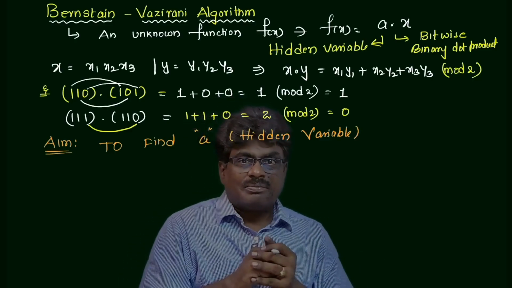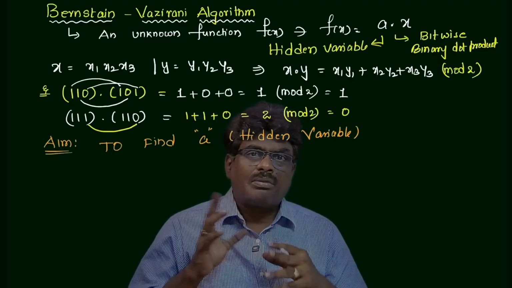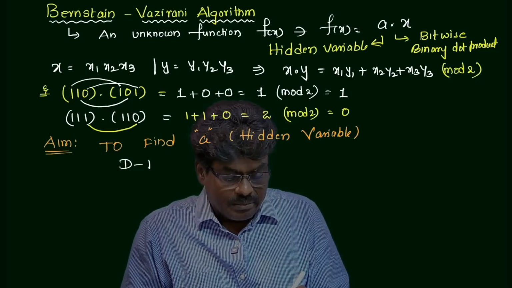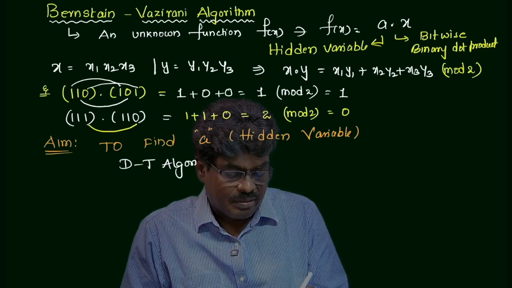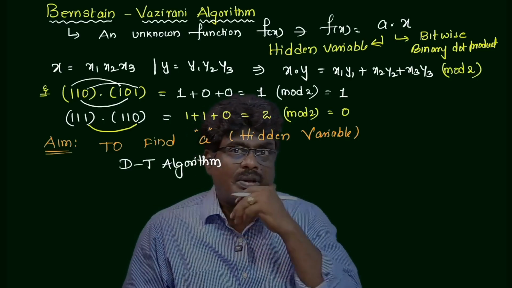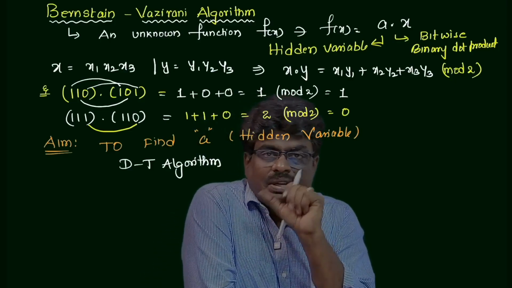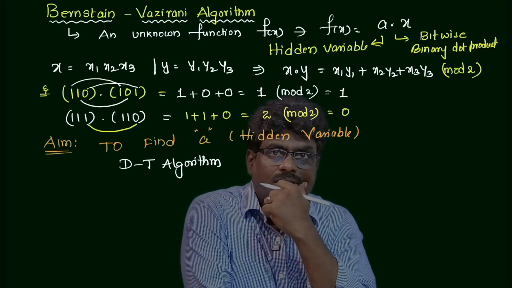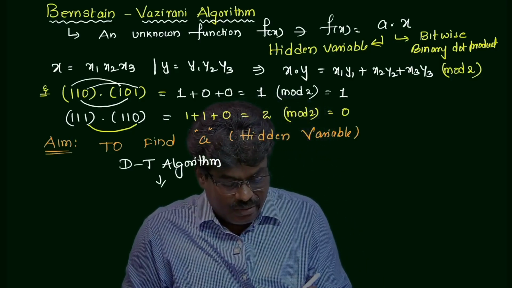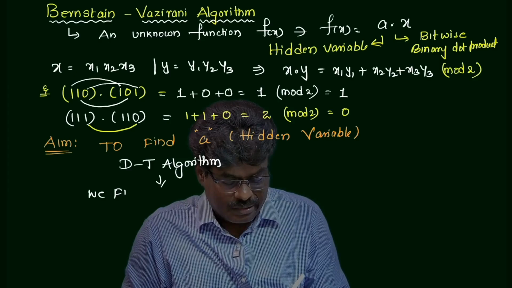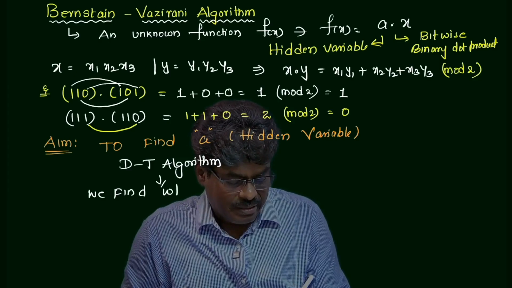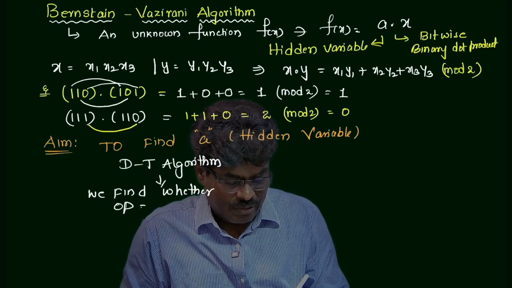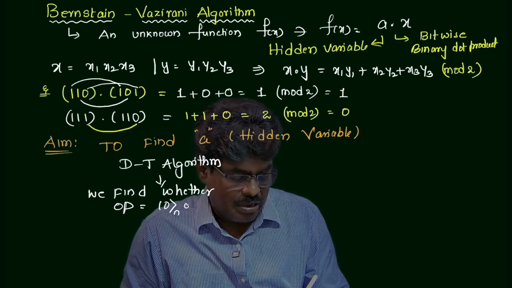So how to find it? Let us recollect what we have done in the DJ algorithm. In the DJ algorithm, what we have done? We just check whether the output we are getting is 0 or not.